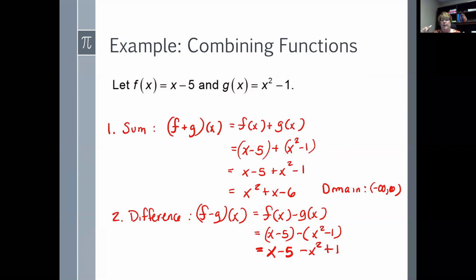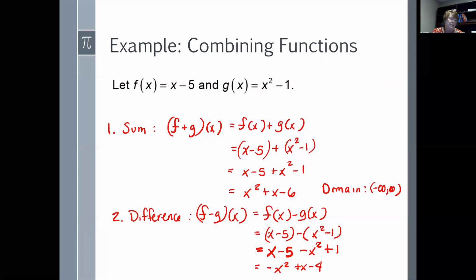Minus 1 times x squared is minus x squared. Minus 1 times minus 1 is positive 1. So now let's do a little bit of rearranging here. Negative x squared plus x minus 4. So my difference function is minus x squared plus x minus 4.